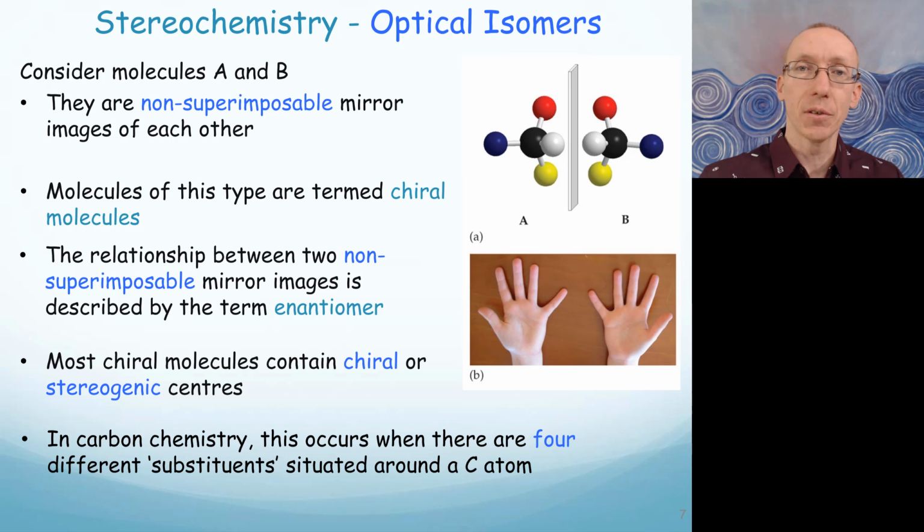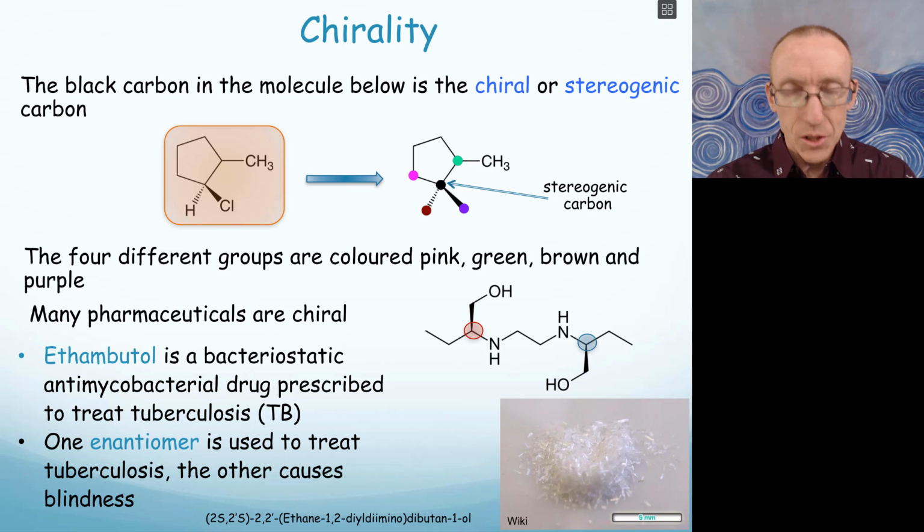Now, most chiral molecules have what we call a chiral center, which is closely related to the term stereogenic center. In carbon chemistry, or the chemistry of organic molecules, really this comes about when we have four different substituents around a carbon atom. So this idea of chirality is really important, and it really is important to spot chiral atoms within a molecule so you can tell whether those molecules are chiral or not, and to say something about their stereochemistry.